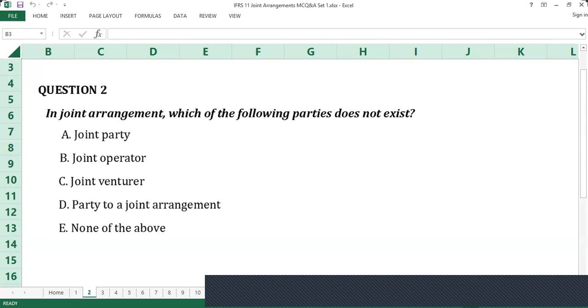Question number 2. In joint arrangement, which of the following parties does not exist? A, joint party. B, joint operator. C, joint venturer. D, party to a joint arrangement. E, none of the above. Time counts.